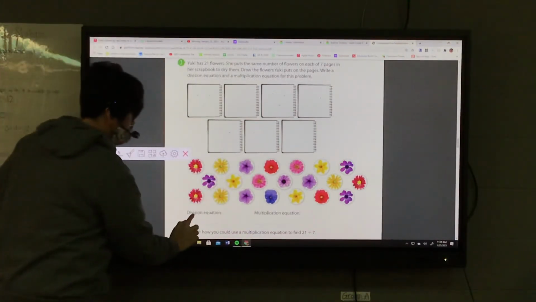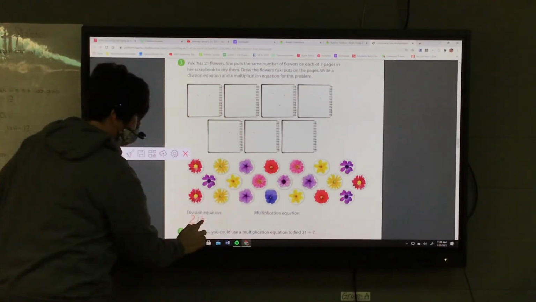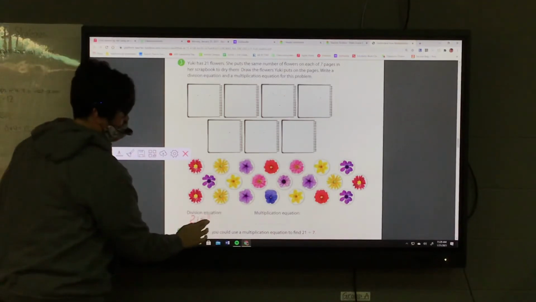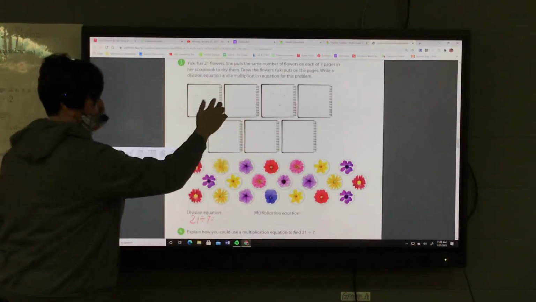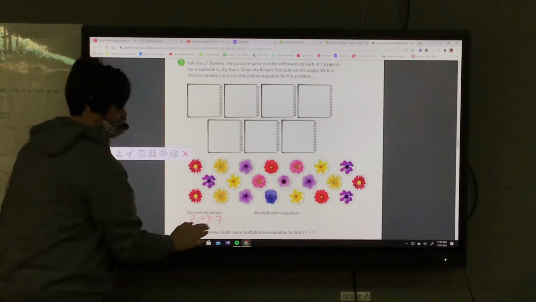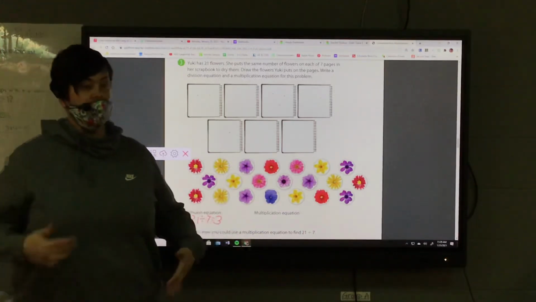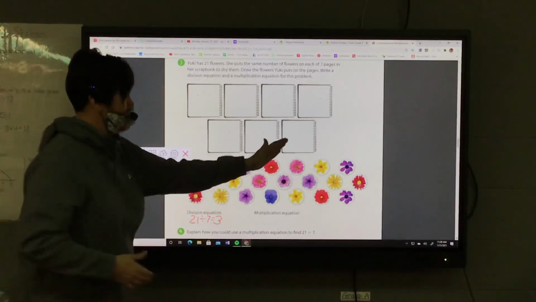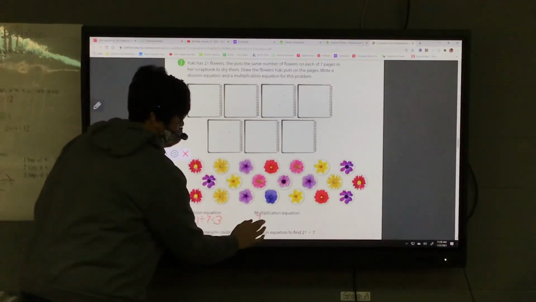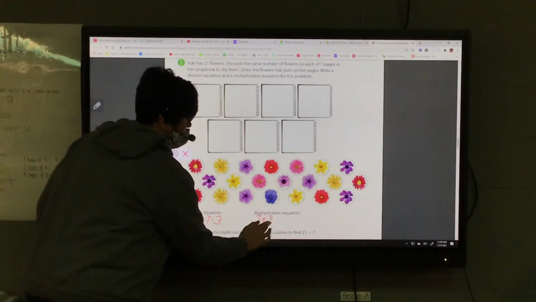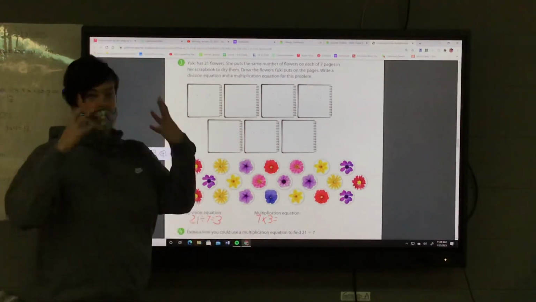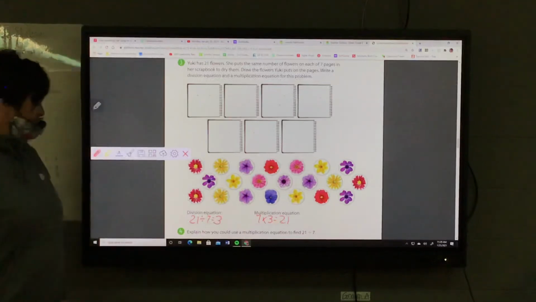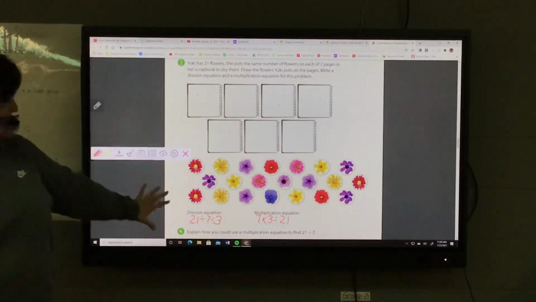21. How many groups are there? 7. And how many did you put in each group? 3. Use that same information to make our multiplication equation, right? How many groups did you have? 7. And you put how many in each group? 3. And there are a total of how many flowers? 21. Okay, I'm going to leave that there.